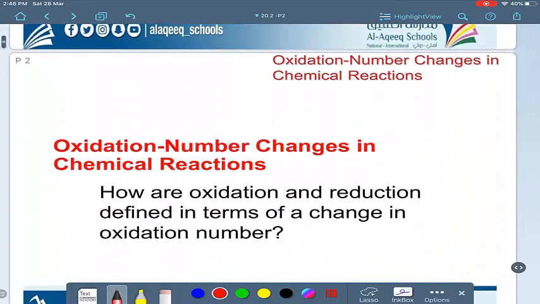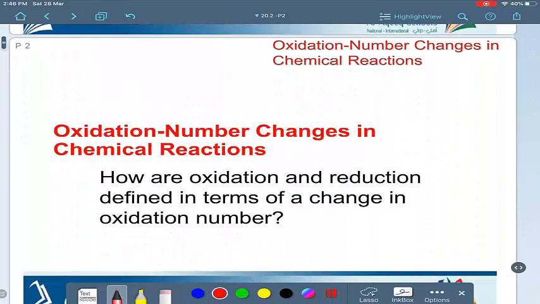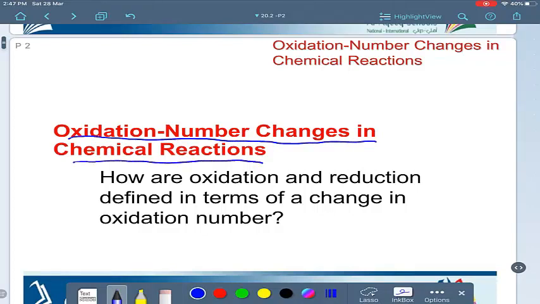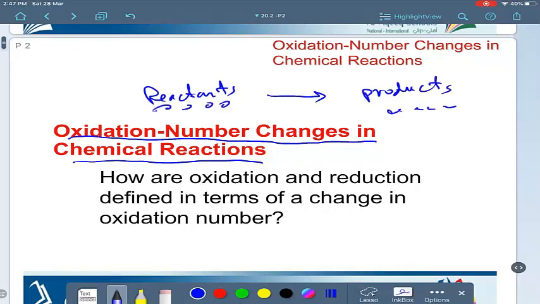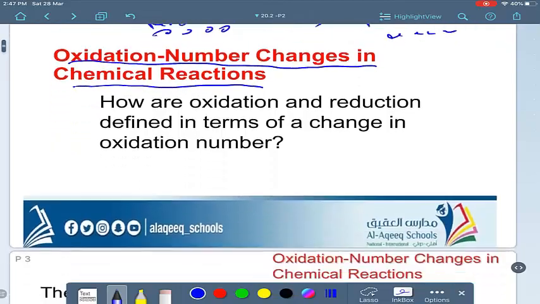Today we are going to continue our lesson 20.2, oxidation numbers. We studied how to calculate the oxidation number. Today we are going to study how the oxidation number changes from reactant to product in a chemical reaction. It means you have reactants changed into products. What change happens for the oxidation number? And we can identify whether the atom is oxidized or reduced, and which is the oxidizing agent and reducing agent as well.